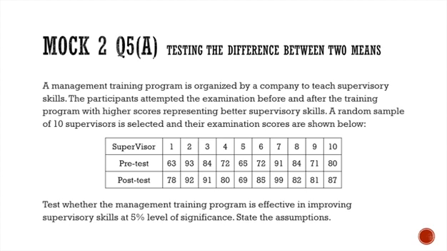Let's mark out some keywords in the title so that we can solve this problem more easily. The first one is a random sample of 10 supervisors. This indicates that the size of the sample is 10. Next, highlighted in red is at 5% level of significance. That means we need to solve this problem with 5% level of significance. Here comes our solution.